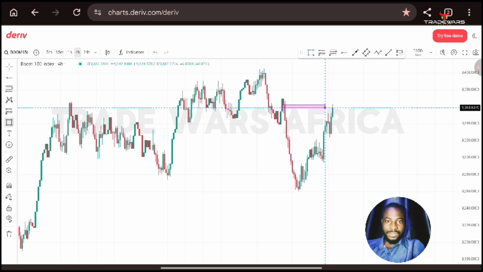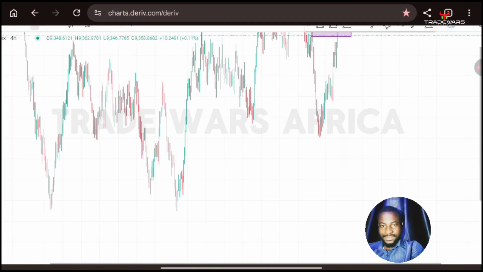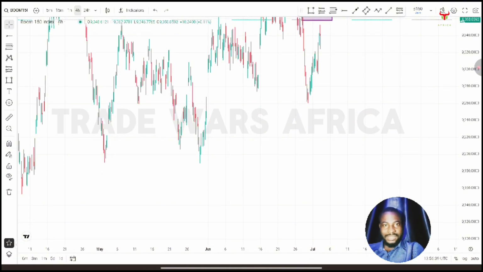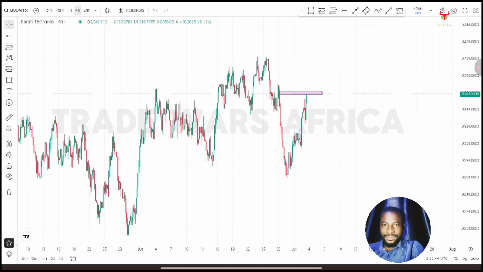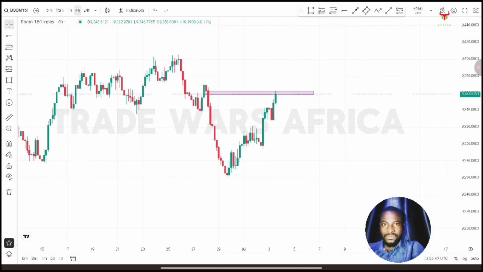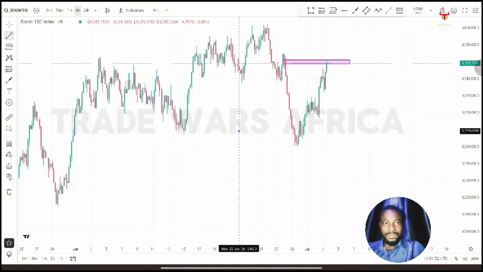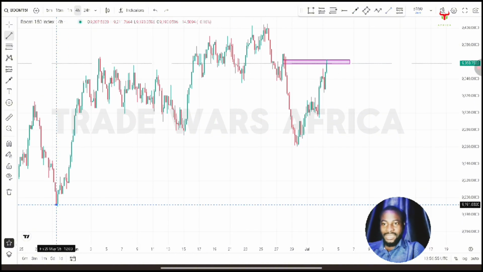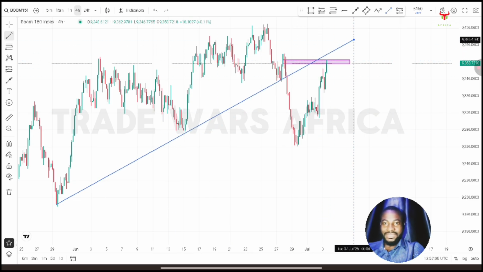I have this zone here, which the market has gotten to. I can see it's kind of reacting around there, right? So what I'm looking at for, let me just draw my trend line. You can see in this case now, I'm adding trend lines to it. It has broken and retested.